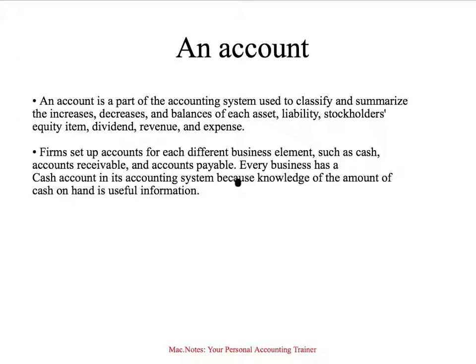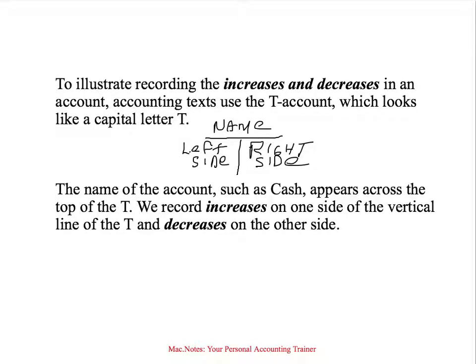Now, to illustrate the recording of increases and decreases in an account, we must visualize what's called the T account. It looks like the letter T. At the top is the name of the account, cash for example. The T has a left-hand side and a right-hand side. So we record increases on one side of the account and decreases on the other.